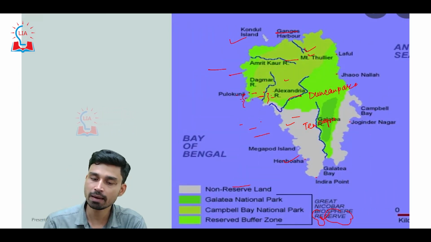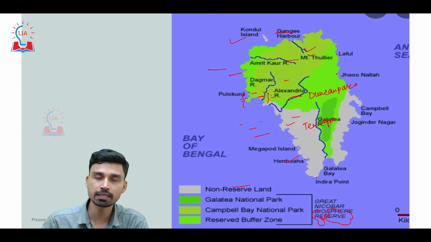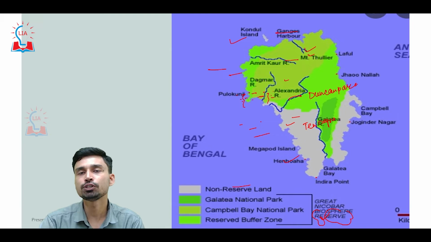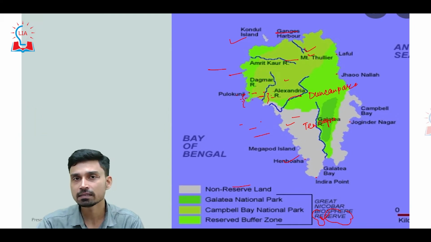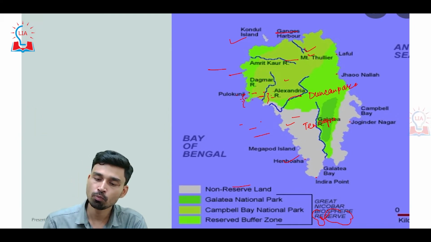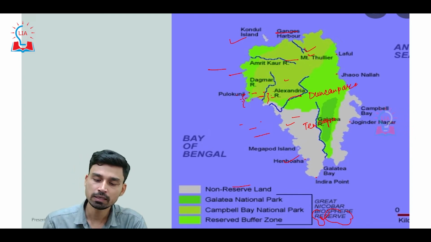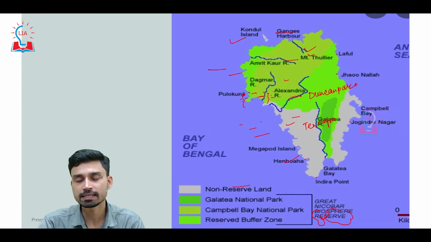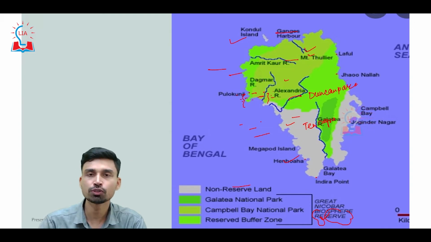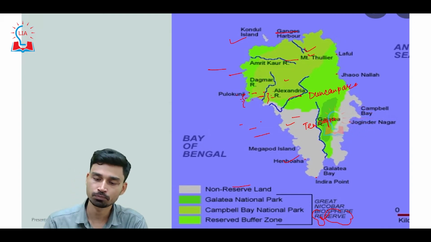So this is the map of Great Nicobar Island, and as you can see, the green area represents areas which are conserved or preserved, or we can say reserved in one or another manner. So more than 90% of Great Nicobar's area is covered by reserved areas such as national parks, buffer zones, tribal reserves and these kinds of areas.